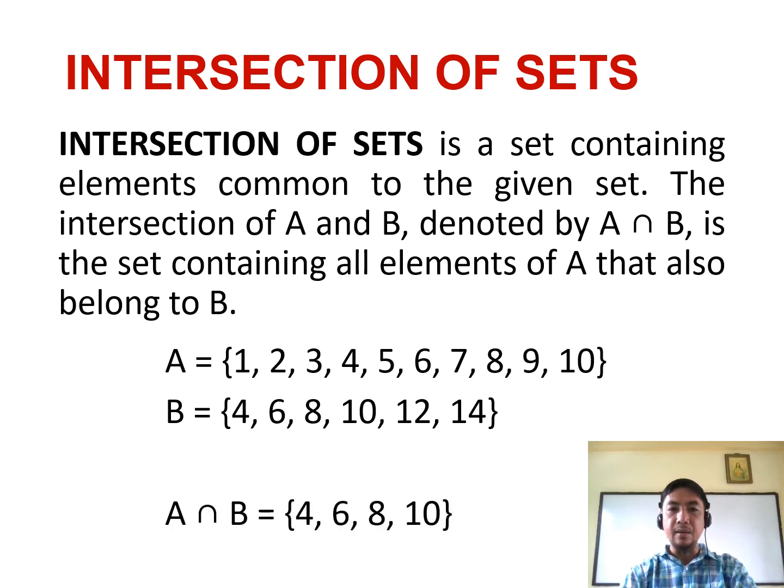So 4 is a common element to both A and B. 6, 8, and 10 are also common elements of set A and B. So therefore, A ∩ B is {4, 6, 8, 10}.